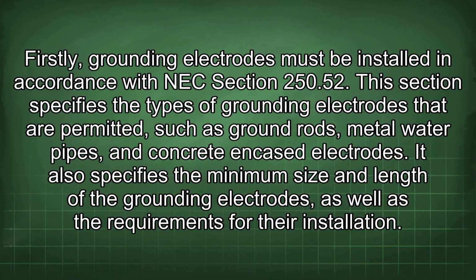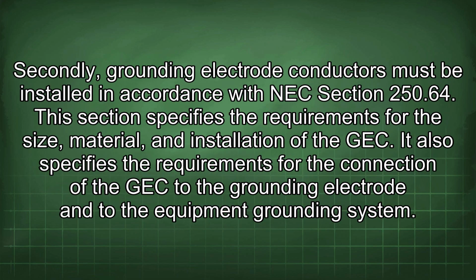Secondly, grounding electrode conductors must be installed in accordance with NEC section 250.64. This section specifies the requirements for the size, material, and installation of the GEC. It also specifies the requirements for the connection of the GEC to the grounding electrode and to the equipment grounding system.